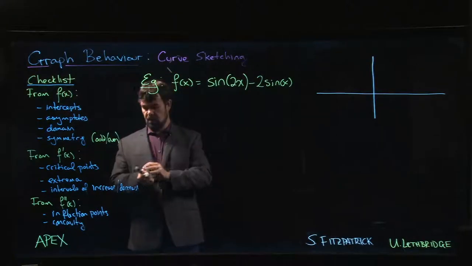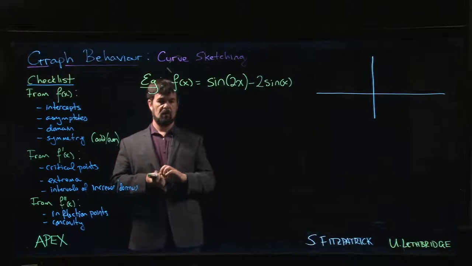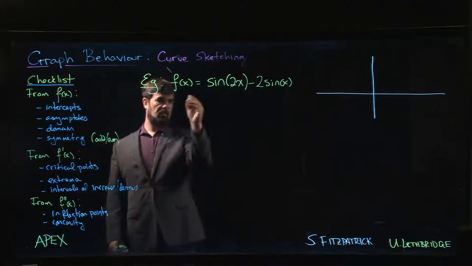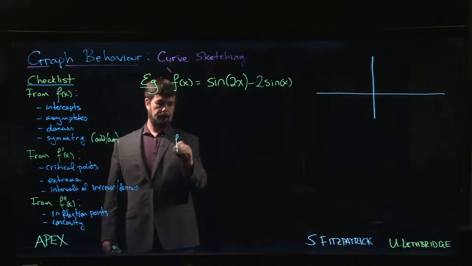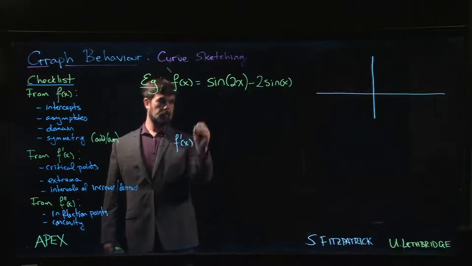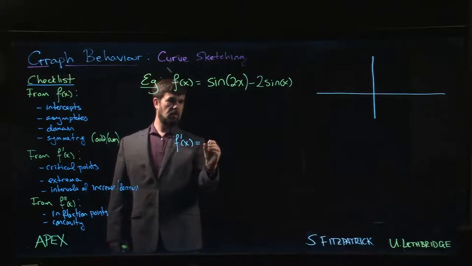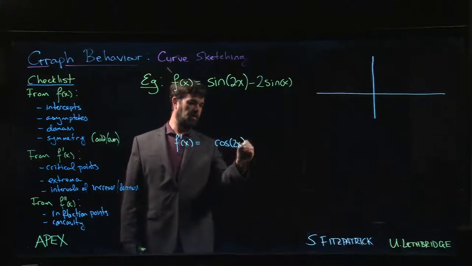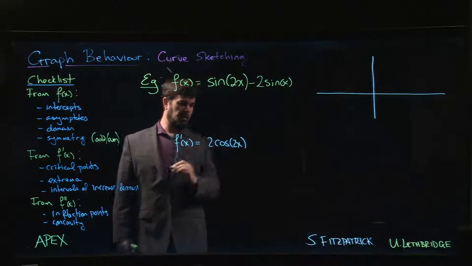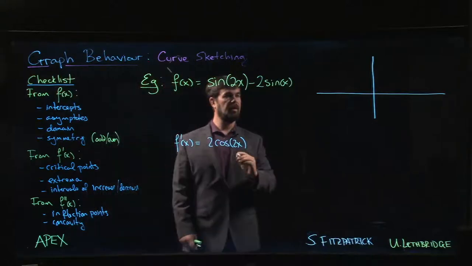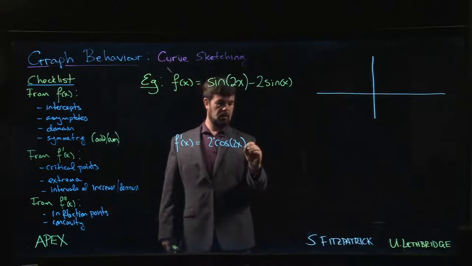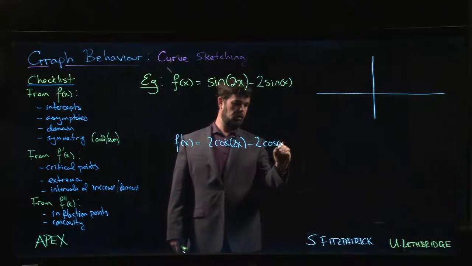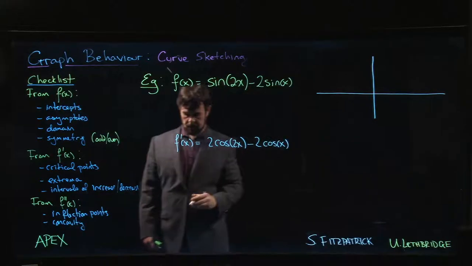So we're definitely going to need to compute those derivatives, see what's going on. In fact, we might as well get that out of the way to begin with, right? So the first derivative, if we use the chain rule, derivative of sine is cos, but then the chain rule says we've got to multiply by 2, right? So 2 cos 2x, derivative of sine is cosine, okay?